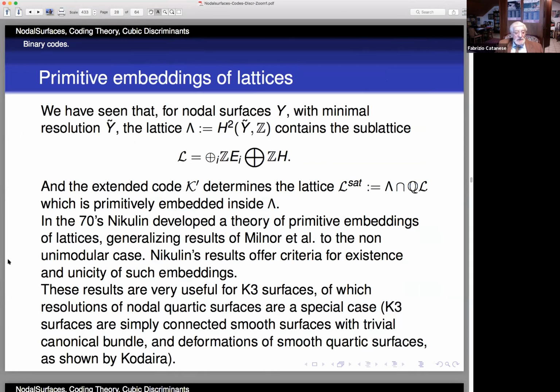Now, this is important because in the 70s, Nikulin developed a theory of primitive embeddings of lattices, generalizing results of Milnor and others to the non-unimodular case. The results of Nikulin offer criteria, not always easy to apply, for existence and uniqueness of such embeddings. These results, of course, are very useful for K3 surfaces, of which resolutions of nodal quartic surfaces are a special case.